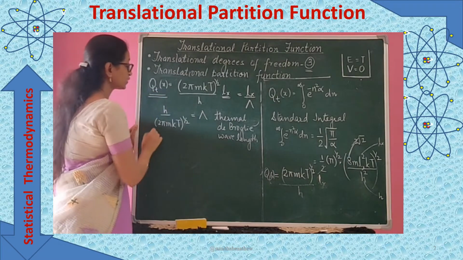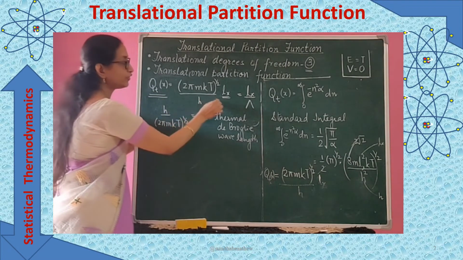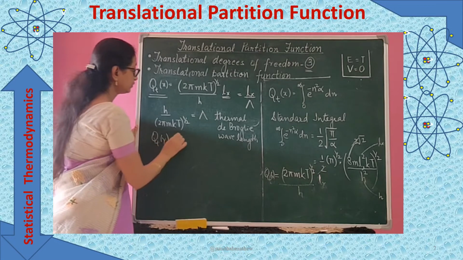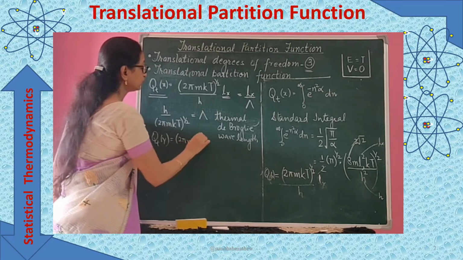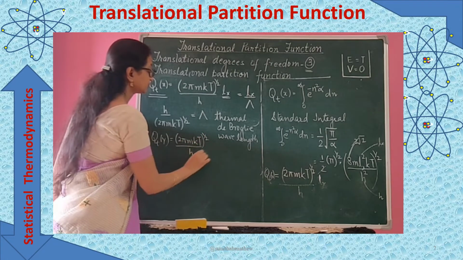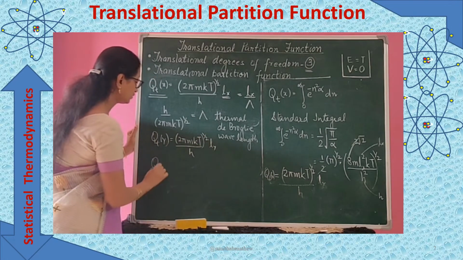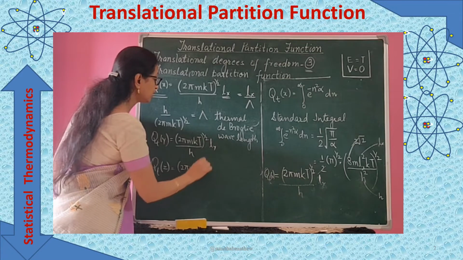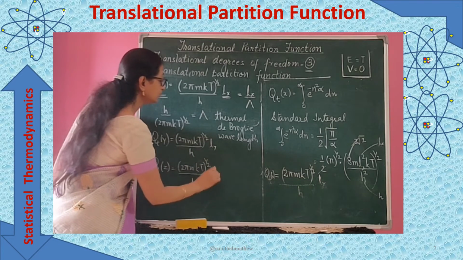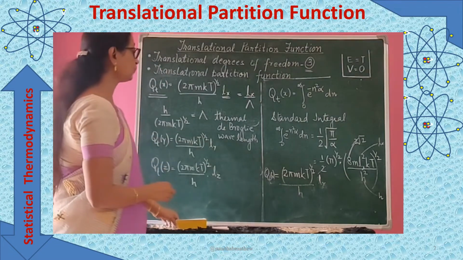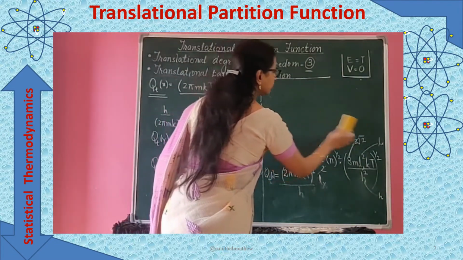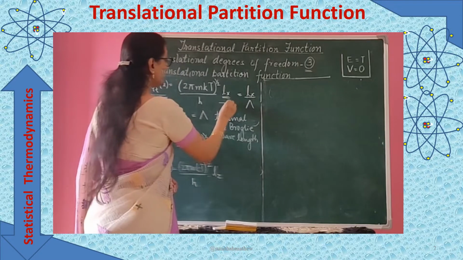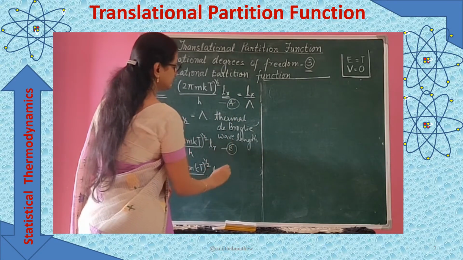Similarly, for y direction we will be having the same equation. Only difference will be here, it will be Ly. For qt along y we will have 2 pi mkt to the power half upon h, into Ly. For z-axis we will be having 2 pi mkt to the power half upon h, into Lz. And according to equation number 1, we have seen the total partition function for translational energy. Let these be equations A, B and C.